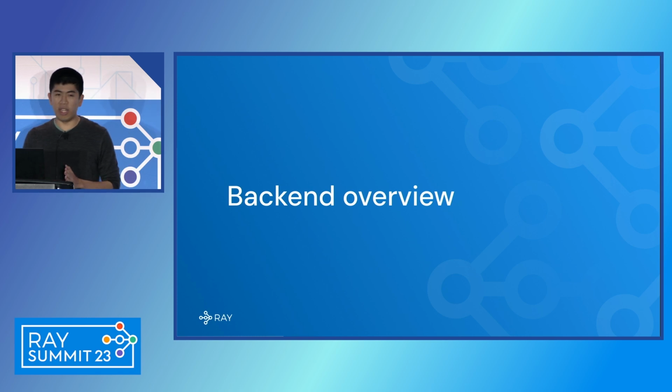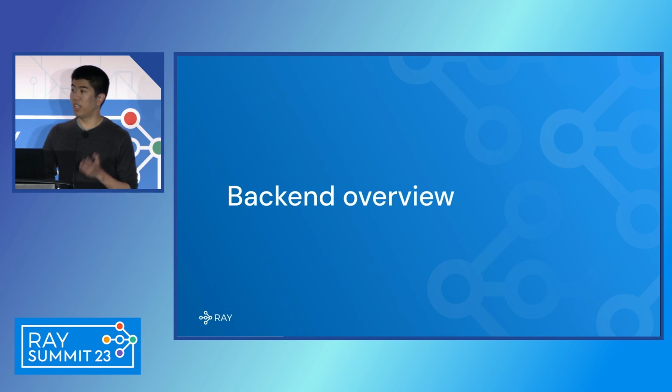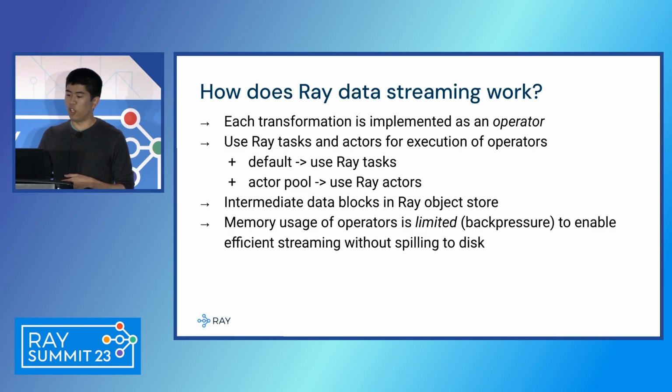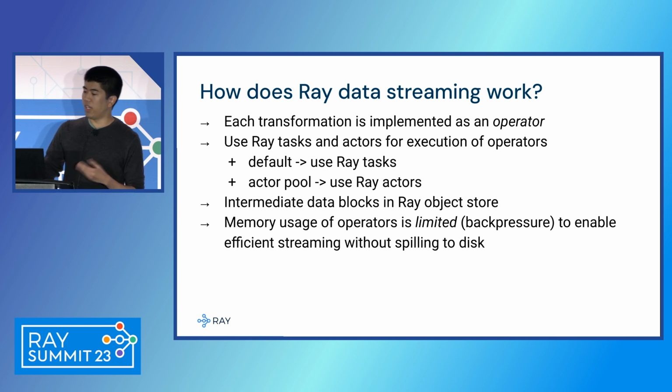So finally, I want to talk about how data streaming works using Ray. At a very high level, Ray Data streaming works by implementing the transformations in the Data API as operators. And the execution of these operators actually pretty straightforwardly decomposes into Ray Core primitives.